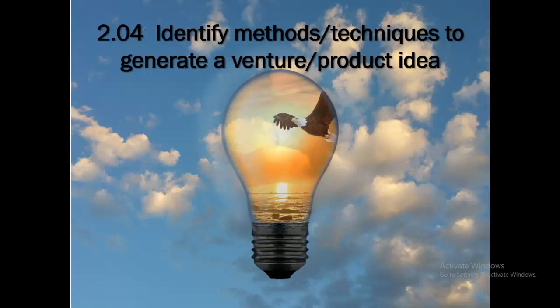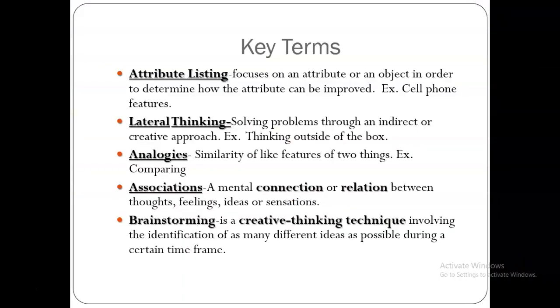And going into 2.04, which focuses on identifying methods and techniques to generate a venture or product idea. Oh, that's a cute picture. Key terms. Attribute listing focuses on an attribute of an object in order to determine how the attribute can be improved. For example, a cell phone's features. We know how much they change. Lateral thinking, solving problems through an indirect or creative approach. For example, thinking outside of the box. Analogies, we've talked about before, similarity of a feature of two things. For example, comparing two products.